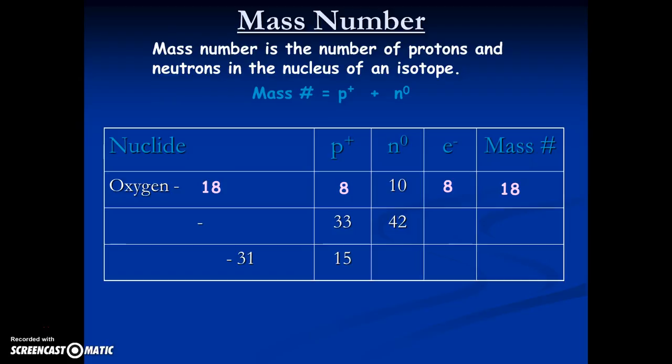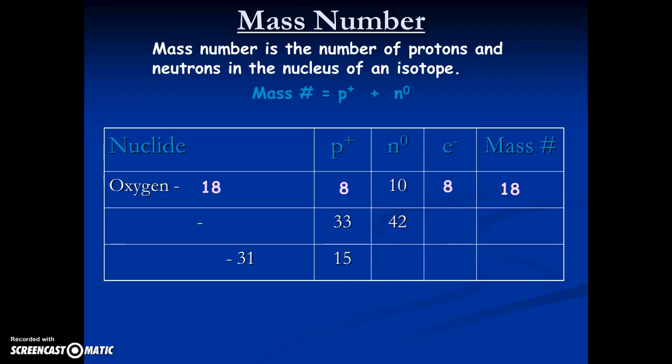So this is what we call an oxygen-18 nuclide. There are 3 isotopes of oxygen. There's an oxygen-16, which is the most common, an oxygen-17, and an oxygen-18. And this is an oxygen-18. And then each individual isotope we call a nuclide.